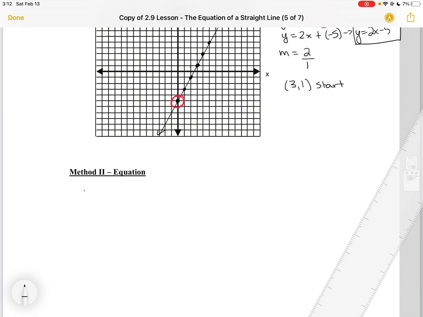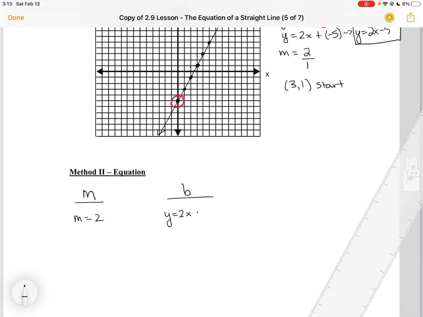So when you're writing an equation of a line, you've got 3 steps. Your first thing that you need to do is find m. In this case, it's given in the question. So I know that m equals 2. The next thing that I want to do is find b.